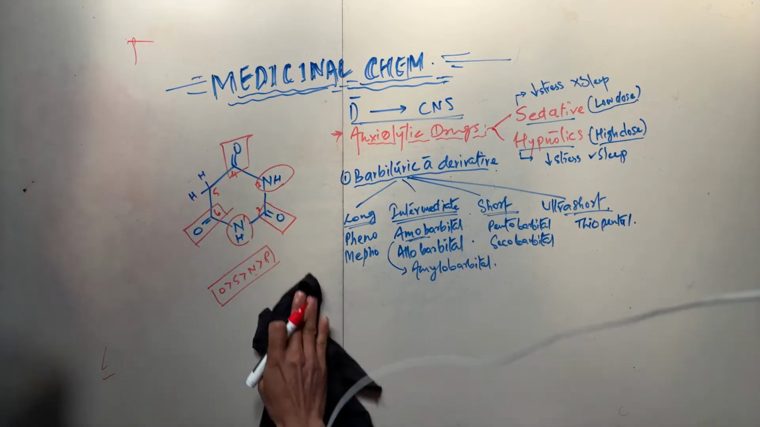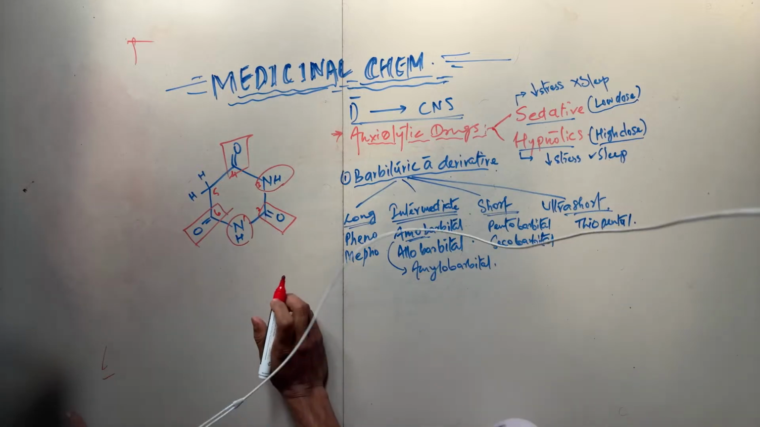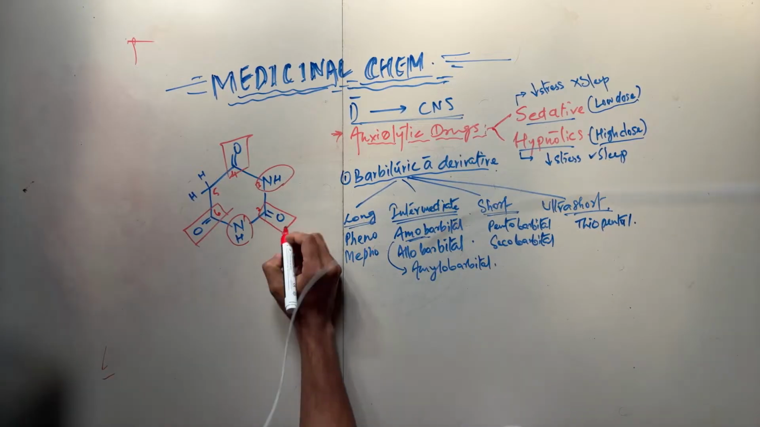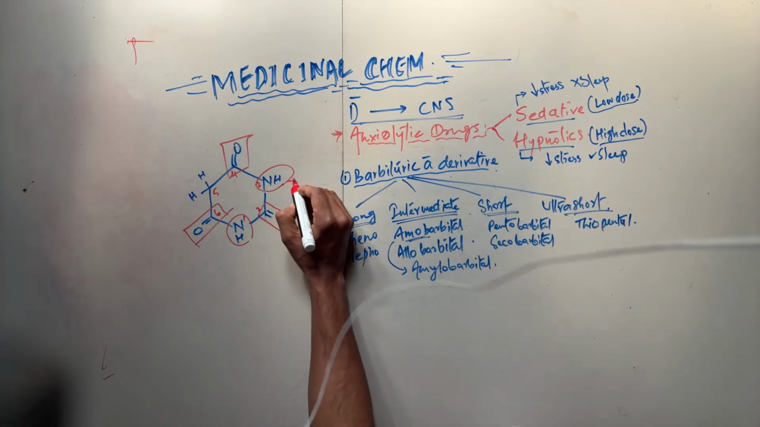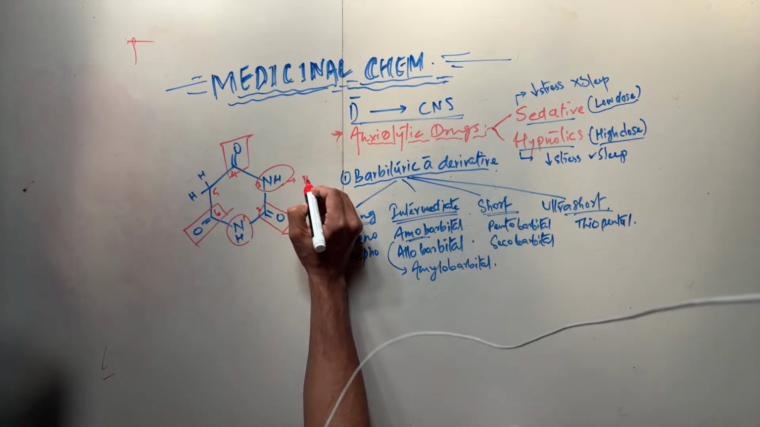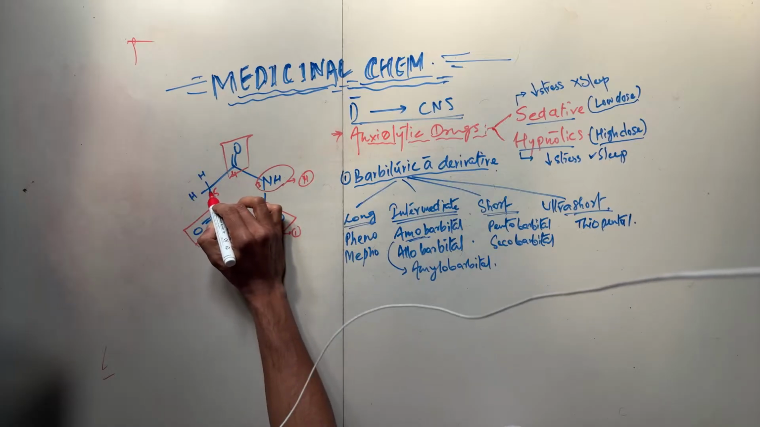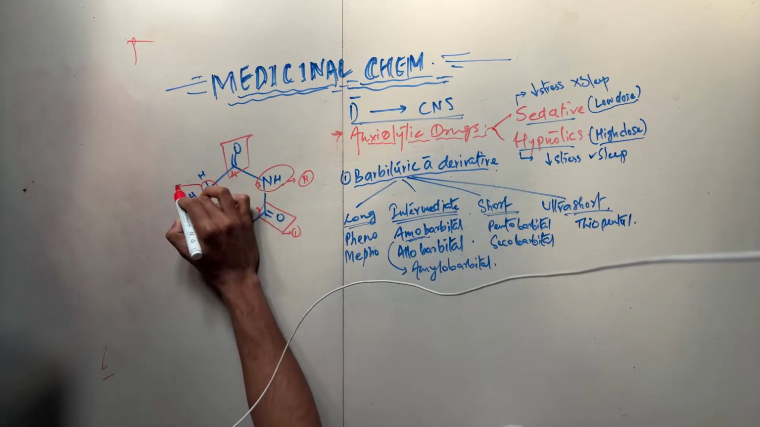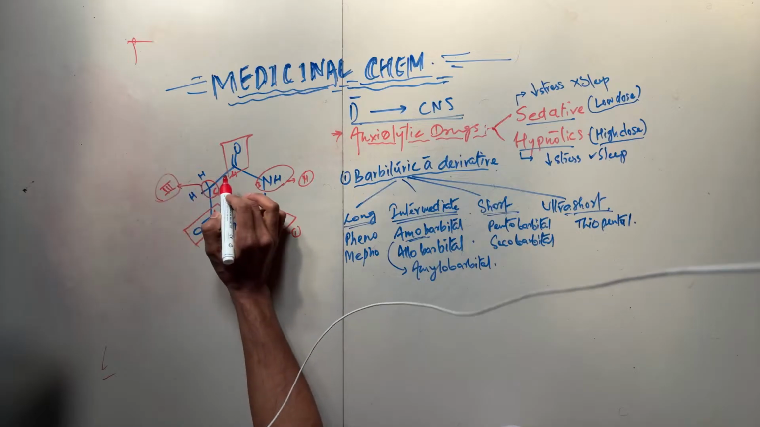Now what modifications can be done there? 3 modifications. What are they? Number 1 modification is modification on keto group. Number 2 modification is modification on nitrogen. And number 3 modification is modification on 5th carbon. So 3 modifications are possible, right?